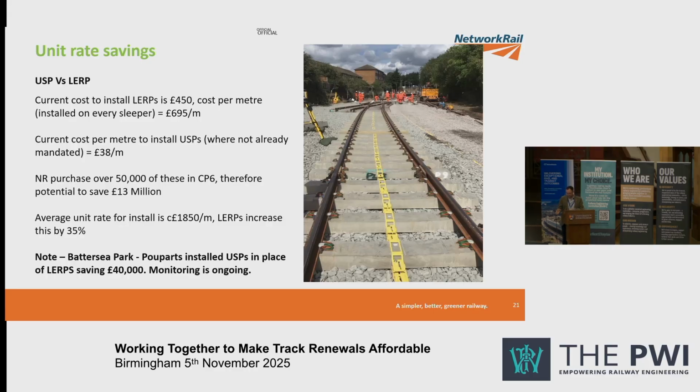And for Popart's, I think the figure was actually more than that. Sorry, for Popart's was more than 40,000 saving, something around 80,000. We're being very pessimistic with that. But I think, Ross, you've got the actual figures. But again, a huge saving. And in terms of cost per metre and unit rate saving, then the 695 is quite staggering.